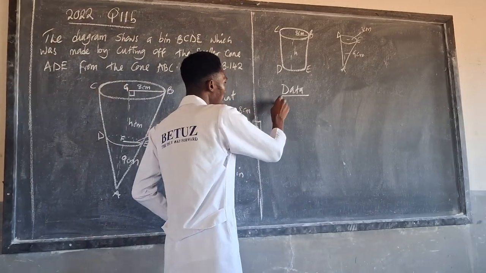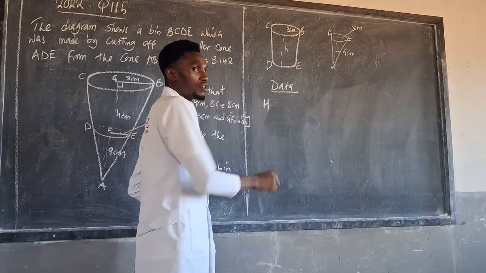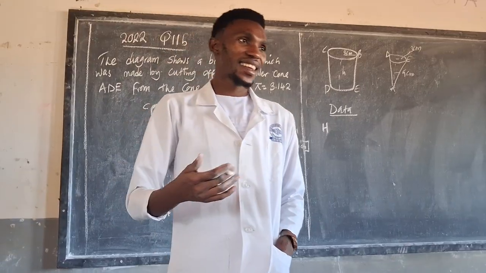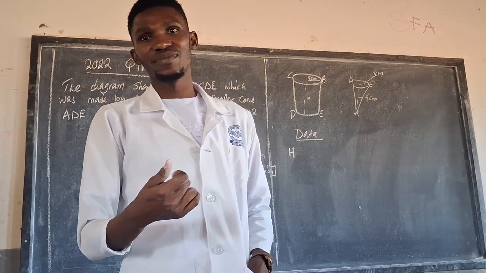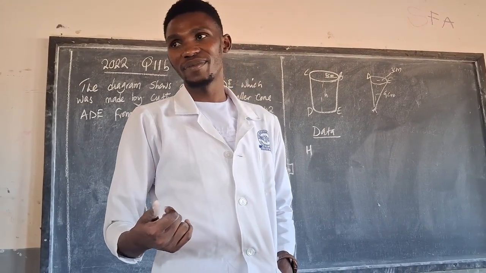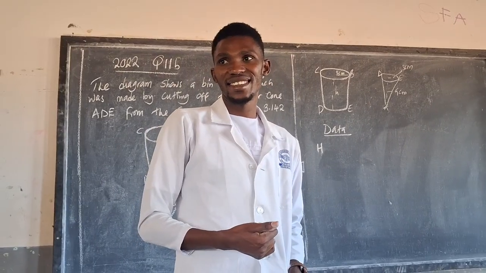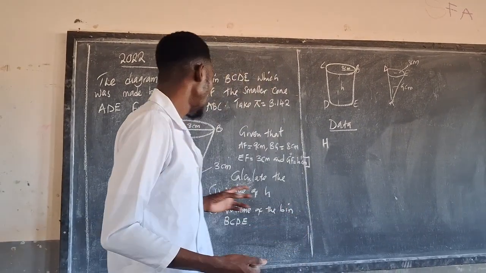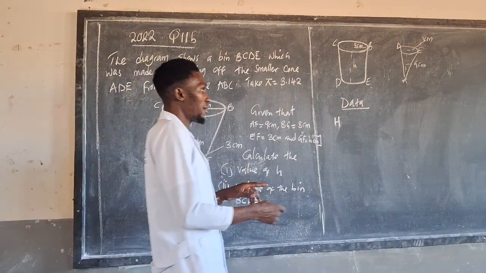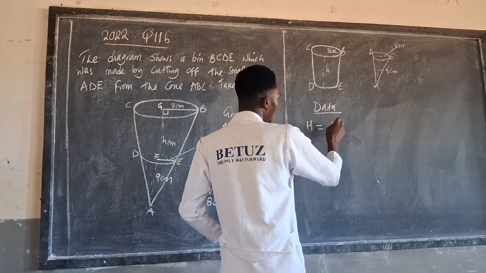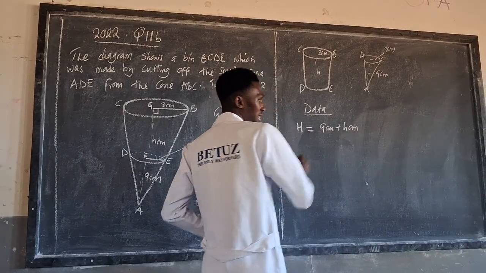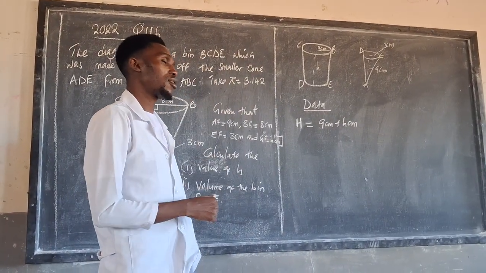What is the height for the bigger cone? How do we find the height for the bigger cone, which is H? Anyone? Okay, try. To find the height of the bigger cone, we add 9 plus H. So we add the height of the small cone plus the height which is not given. So the height for the bigger cone is 9 centimeters plus H centimeters. That is the height for the bigger cone.